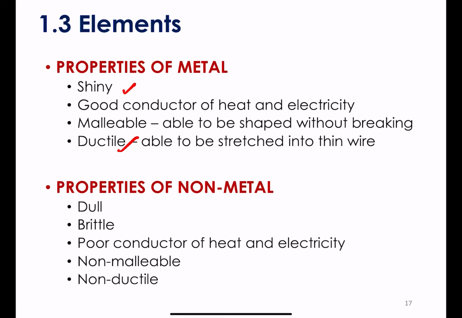For the properties of non-metal, they are opposite to metal. So, for example, if metal is shiny, non-metal is dull. And then it is brittle, it breaks easily. And then it is a poor conductor of heat and electricity. It is non-malleable and non-ductile. So, any positive property of metal, non-metal gives the opposite property.